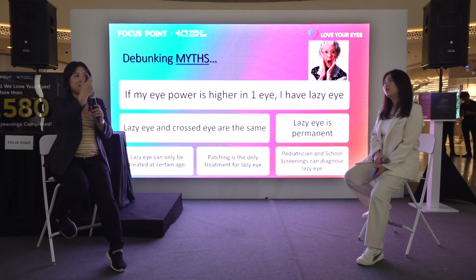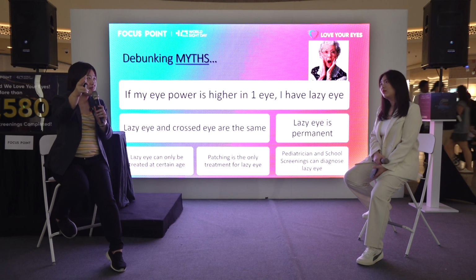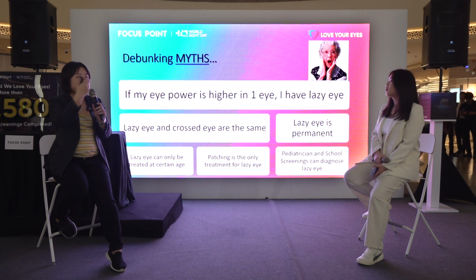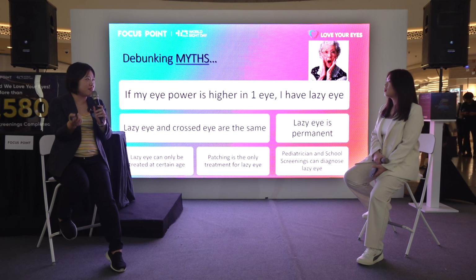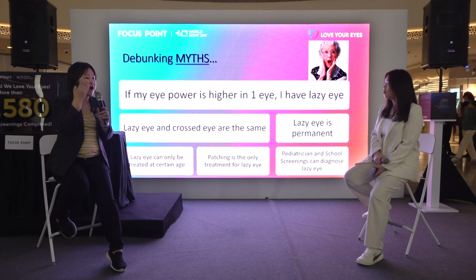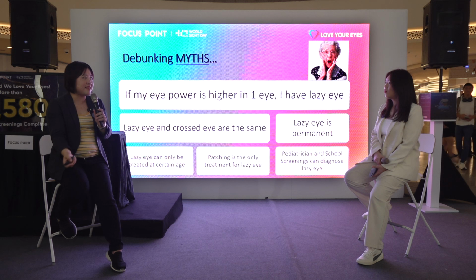Because if I have -3 and -6, and both eyes can see 20/20, it means I don't have lazy eye. But if I have -3 and -6, and the -6 eye cannot see 20/20 but the -3 eye can see 20/20, then maybe the reduced vision eye is a lazy eye. So only if with full power I cannot see, then I have lazy eye.